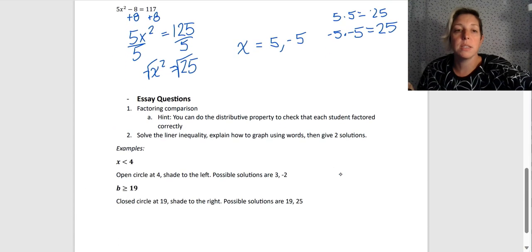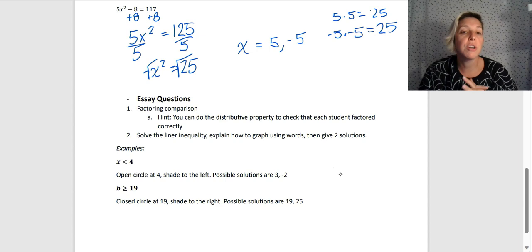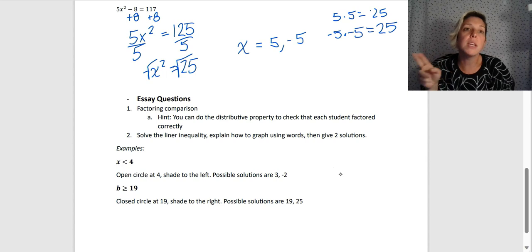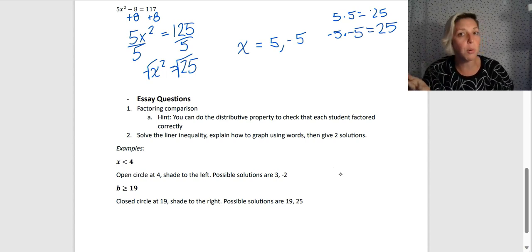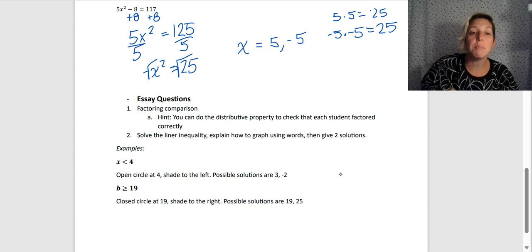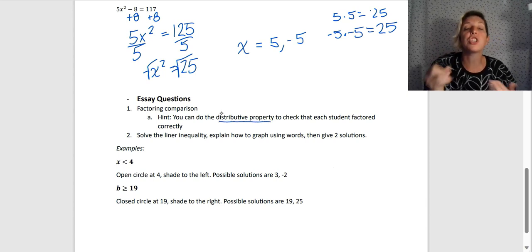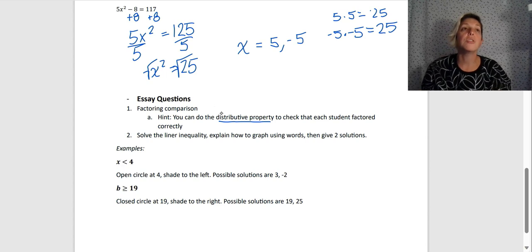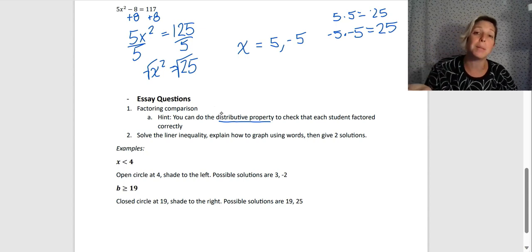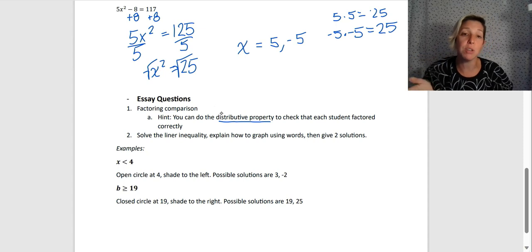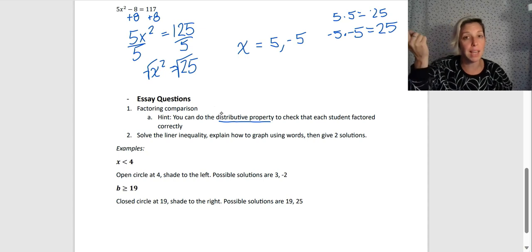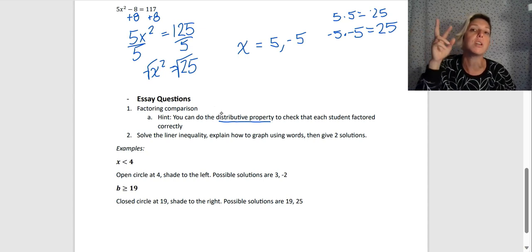So, essay questions. The first essay question that you're going to have is a factoring comparison. It's going to give you 3 students, and it's going to say, did each of these students factor correctly? Yes or no? Explain. My hint: use the distributive property to check if each student factored it correctly. So you're going to get a student's work. If you factor that student's work, it should get you back to the original problem. If it doesn't, they probably didn't factor correctly. So that's a way that you can check. You're also going to have to do something different than the students did. So look back at that first example I gave you with factoring about how you can use different numbers.